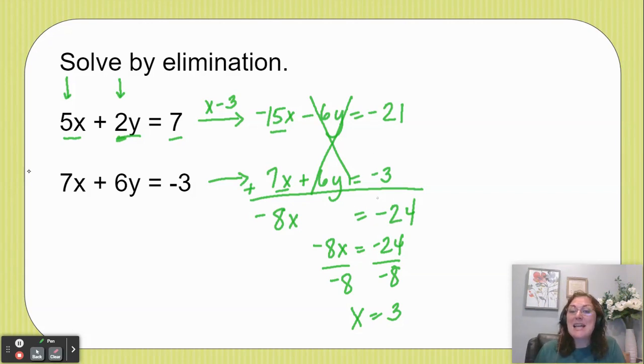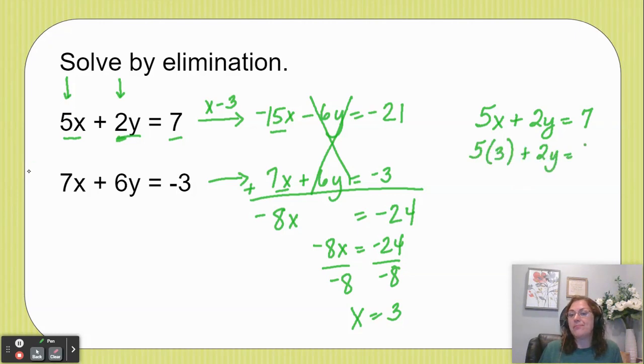Now, my second step comes because I only have half the solution. Remember, my equations have x and y in them, and I only found x. So now I've got to go find y. So you're going to choose either equation. Choose the one that seems the easiest to you. For me, that looks to be 5x plus 2y equals 7. And now I'm going to put in 3. I'm going to sub 3 in for x. And then I'm going to solve for y.